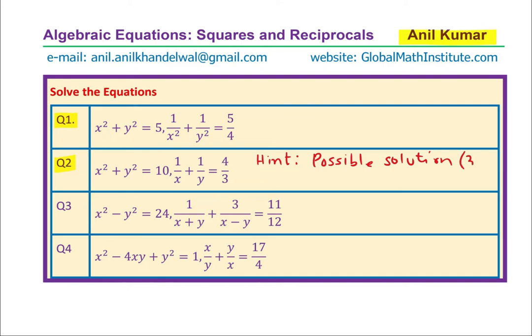Well, if x is 3, y is going to be 1. It could be the other way also, 1 and 3. When you add them up, you do get 4. And on the first equation, if you square 1, you get 1. 3 squared is 9. 1 plus 9 is 10. So the other equation is also satisfied. But what we need to find here is all possible solutions.